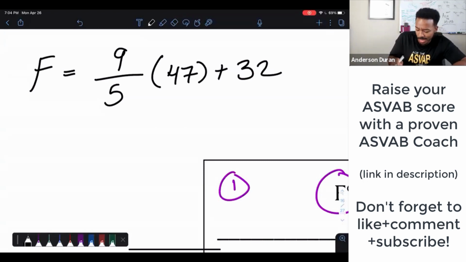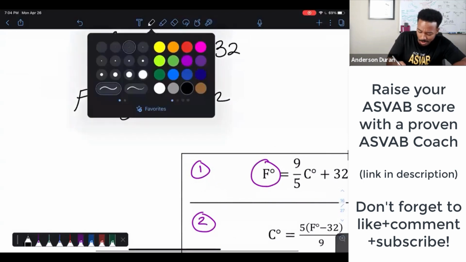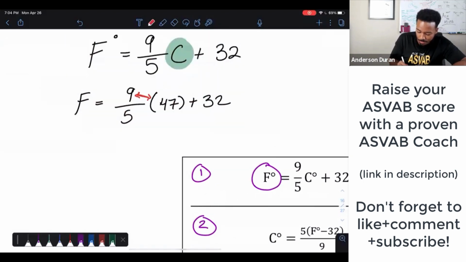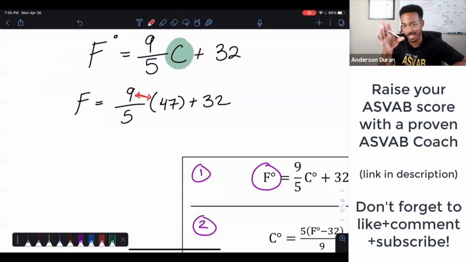So we're going to take care of this nice and easy here. We're just going to start off. If you want to, you can do the 9 times the 47, then divide by 5. If you knew your mental math with decimals, you would see that this is 9.4, but I don't expect y'all to see that. I do not. But here we go.